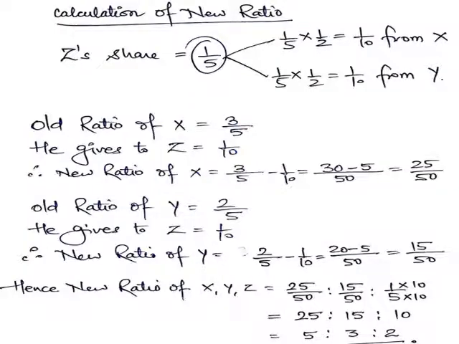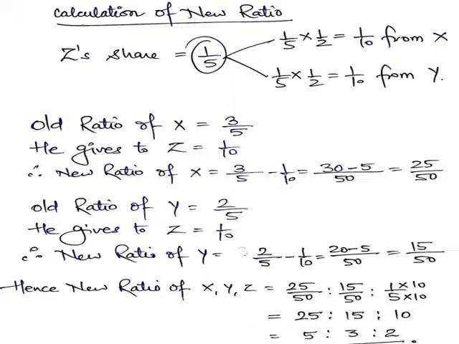So here is the calculation of the new profit sharing ratio. Z is the new partner and Z's total profit share in the new firm is 1/5, and according to the question, the share of 1/5 is contributed by X and Y equally. Equally means half, that is 1/2. So we will divide this 1/5 equally, that is 1/5 into 1/2, that is 1/10 from X, and the same 1/10 from Y.